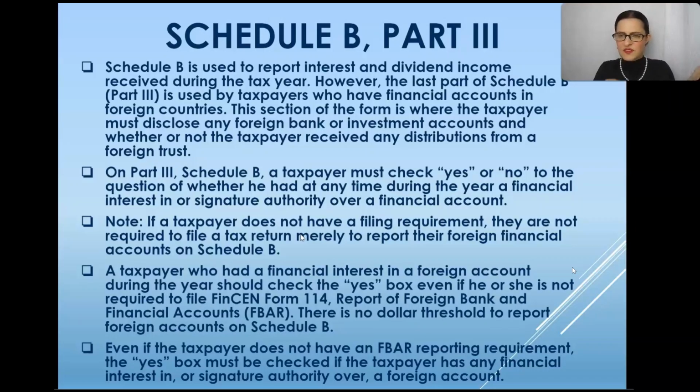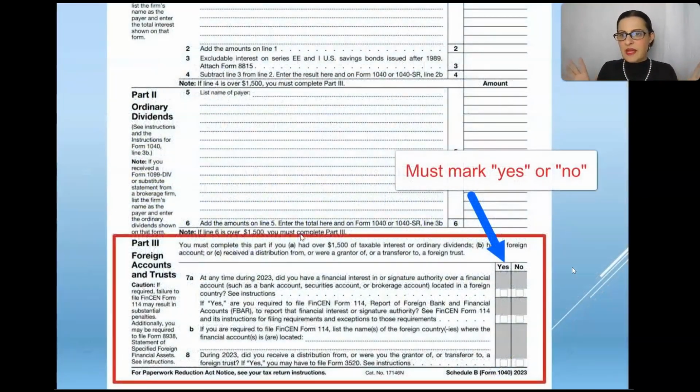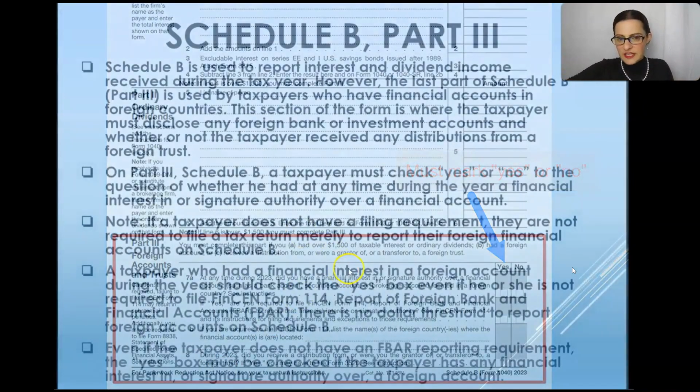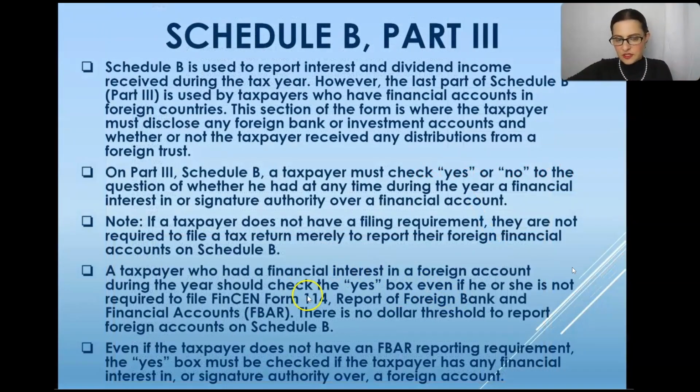And this is true even if they don't have any interest or dividends to report. Schedule B is usually used to report interest and dividends, but that Part 3 at the bottom is mandatory. If a person has a foreign financial account, they have to say yes or no. A taxpayer who had a financial interest in a foreign account during the year should check the yes box, even if he or she is not required to file an FBAR. There is no dollar threshold to report foreign accounts on Schedule B, even if you don't have to file an FBAR.